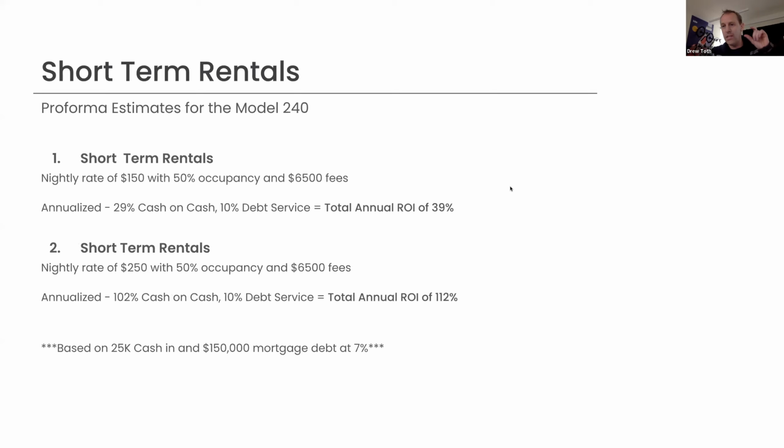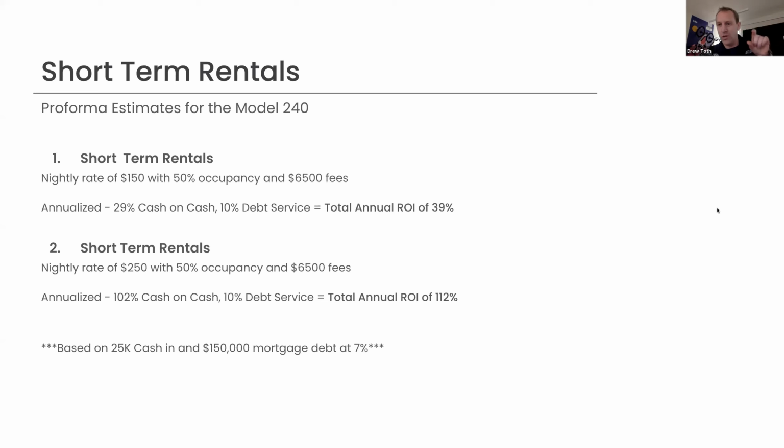And then where these units really start performing and excelling from a return on investment standpoint is really in the short-term rental area. So I ran short-term numbers with $150 per night rental. I ran it with a 50% occupancy for the year, and I did a fee of $6,500 for like maintenance fees. So that returned an annualized of 29% cash on cash, again, 10% debt service. So you got about a 39% annualized.